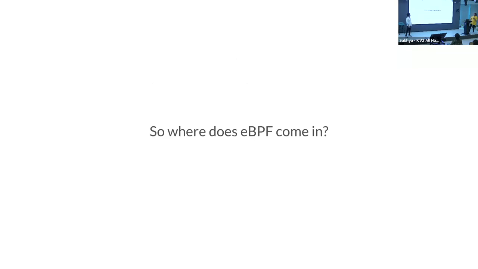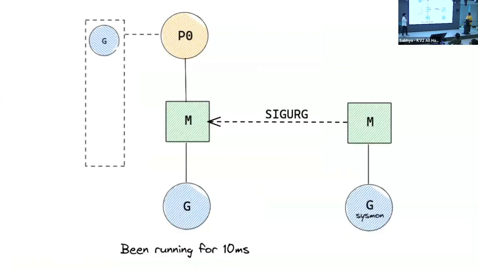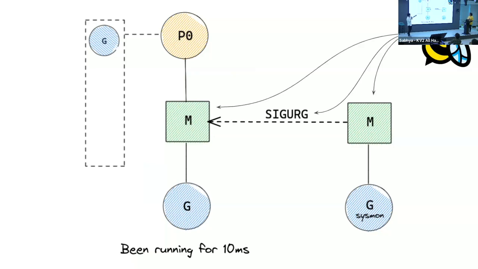So where does eBPF come in? We already talked about how the Go runtime that's running in user space talks to the operating system, and this is done by using syscalls. And like I discussed in my talk, this is a great place to attach your eBPF program. This was a slide, if you remember. The SIGURG signal preempts the thread, and eBPF can capture these signals to see which thread is being preempted.